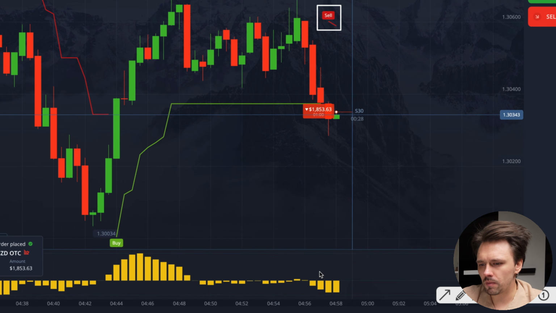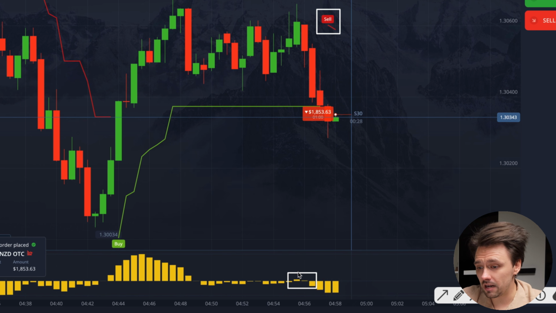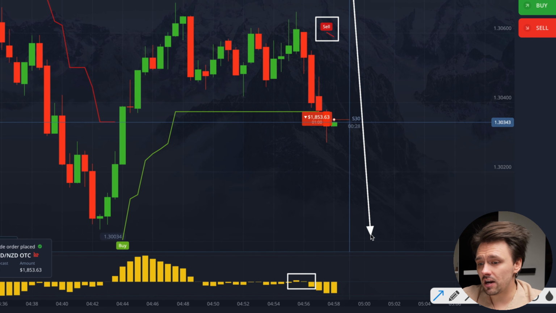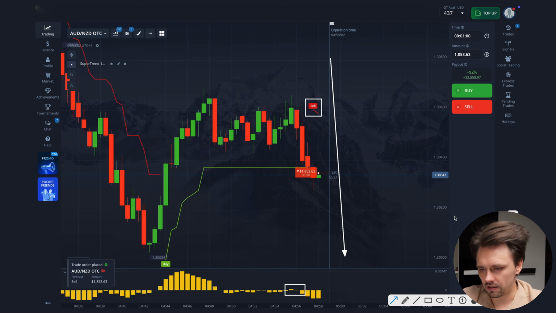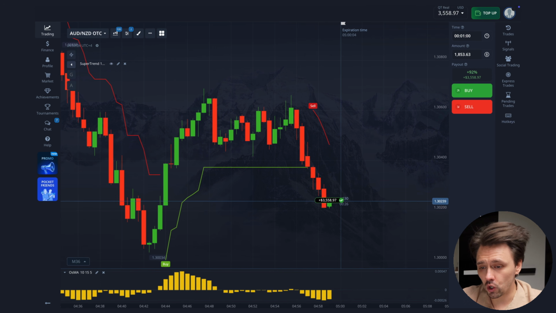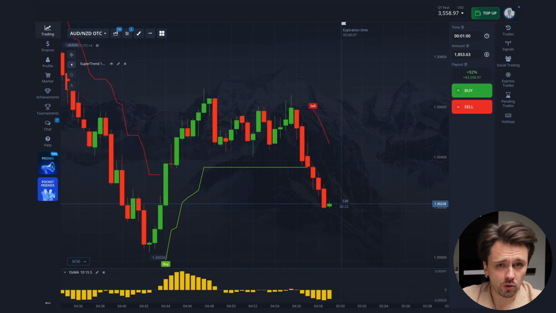reason. The OSMA bars go below zero and line up downwards. This indicates that sellers are strengthening and the downward momentum is only gaining strength. And it brings me $3,558. And I'm very pleased with myself.